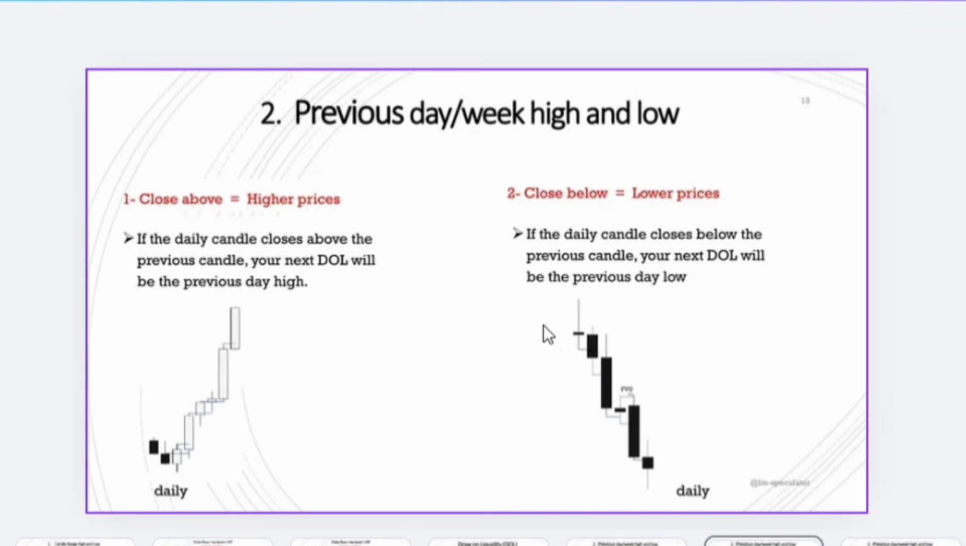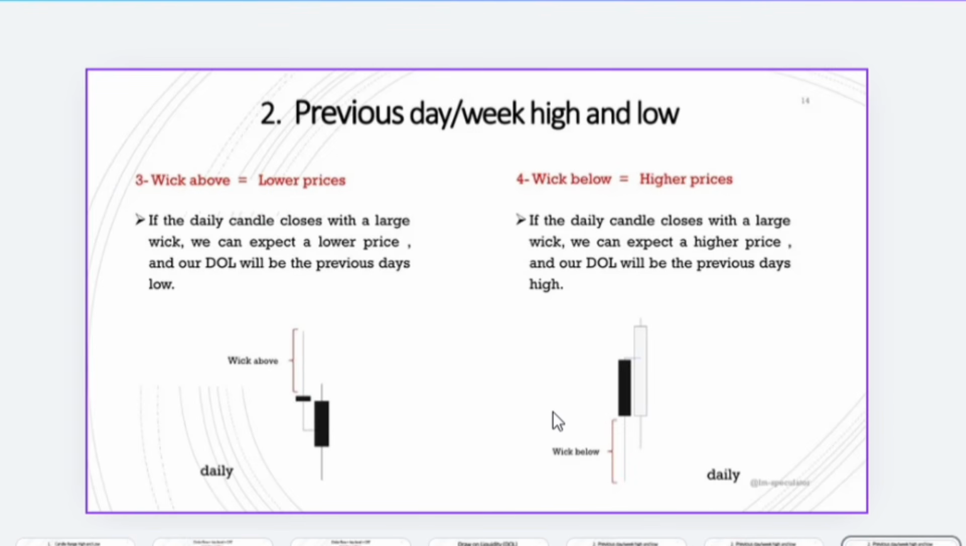The same thing applies here. If the daily candlestick closes below the previous candle, your next draw on liquidity should be the previous day low. This candlestick opens and closes below this particular candle, so here is our draw on liquidity. This open here and close here is our draw on liquidity. The same thing keeps going on and on.